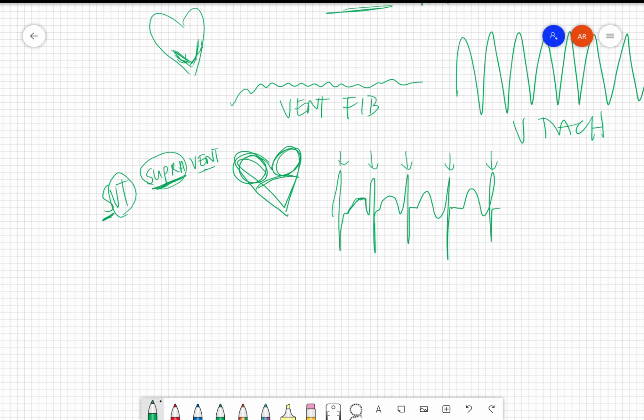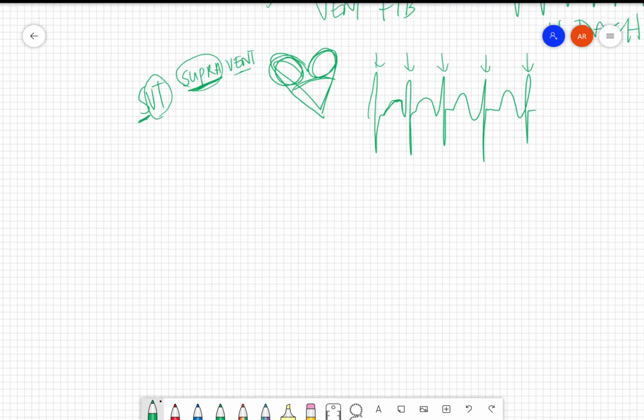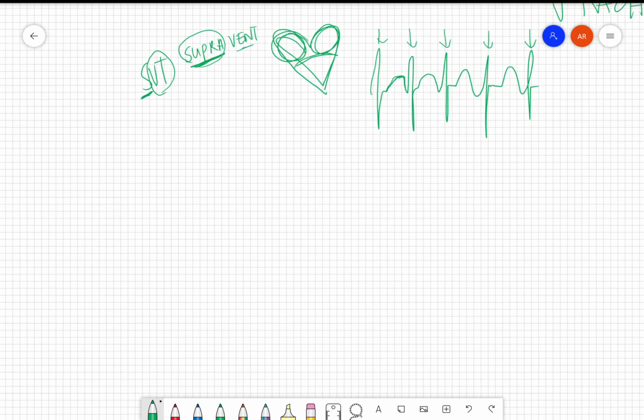So what am I missing? I think I've covered most of the things you're going to see. The only thing I didn't cover is the blocks, and this is already 30 minutes long. Let's get into the blocks real quick. We already established the normal amount of time it should take for the P wave to go through the AV node, and that is less than 0.2 seconds.